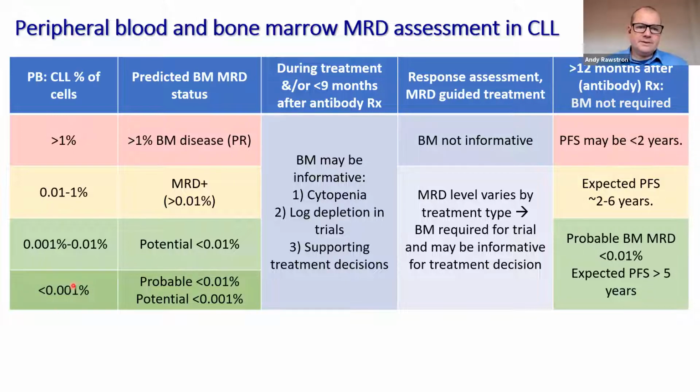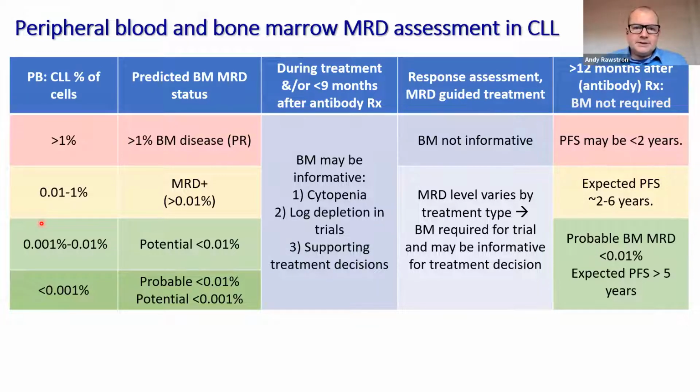On the other hand, if you have less than 0.001% disease in the peripheral blood, which we can fairly easily monitor with flow cytometry, then you've probably got less than 0.01% in the bone marrow. There's a high probability that it's less than 0.01% disease in the bone marrow, particularly if they're more than 12 months off antibody or haven't had an antibody therapy. And there the expected progression-free survival is in the order of 5 years. So there's a lot of information that we can take from monitoring in the peripheral blood as to what the outcome is going to be.